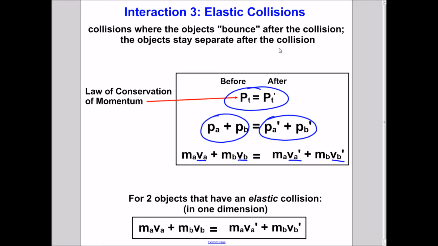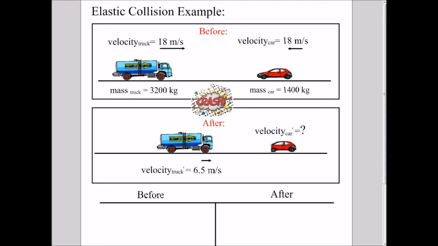So let's go ahead and go through an example of how to do these kind of problems. In this case, it's kind of fun to have some pictures that are drawn just to help think about what's going on. So this elastic collision example I have shows a semi-truck or a tanker truck moving with a velocity of 18 meters per second, and a car is also going 18 meters per second, but it's going towards the truck.